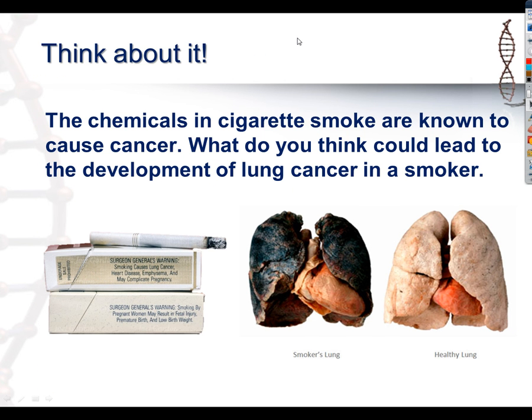Finally, let me talk to you a little bit about cancer. The chemicals in cigarettes are known as carcinogens. So take a moment to think what could lead to the development of lung cancer in a smoker. These are the pictures. This is the picture of lungs in a smoker. This is the picture of lungs in an individual that is not a smoker.